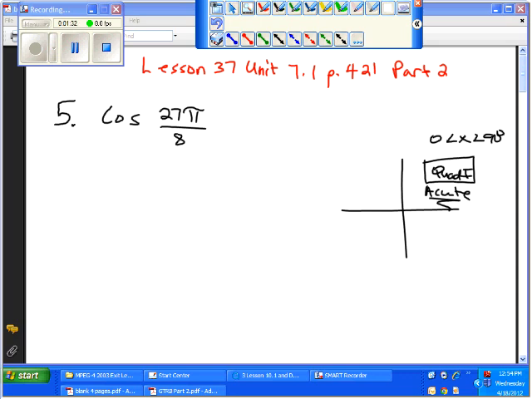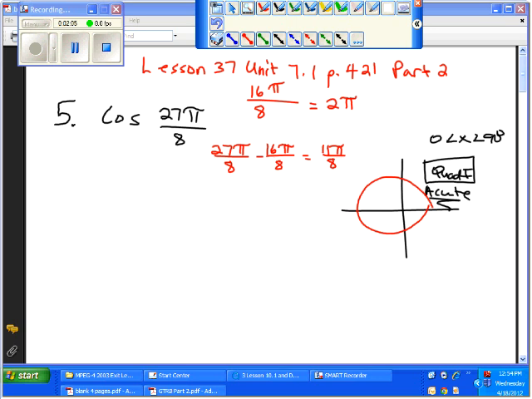Anyway, okay, so what are we going to do? Well, we've got to take out circles and half circles, and we're talking about eighths. So how many eighths does it take to make a whole circle, 2 pi? It takes 16 eighths to make 2 pi. So we can take out 16/8. Let's just do the subtraction here so we don't miss it. 27 pi over 8 minus 16 pi over 8 leaves me with 11 pi over 8. So when I take out a circle, I've taken out of 27 pi over 8, 16 pi over 8. That leaves me with 11 pi over 8.